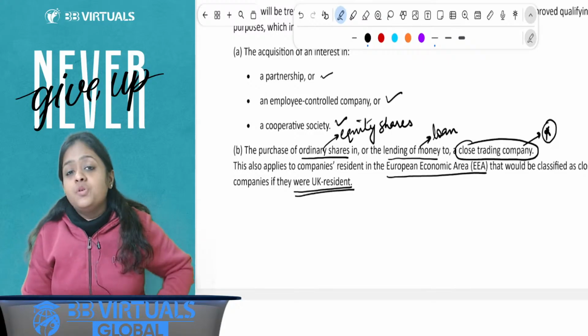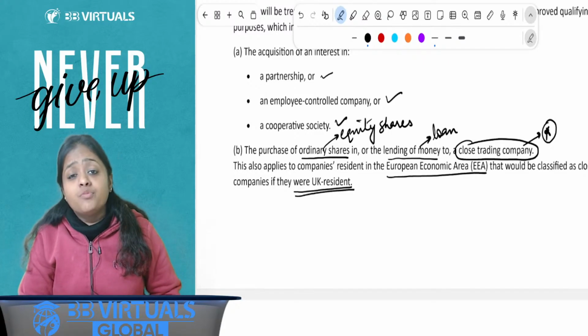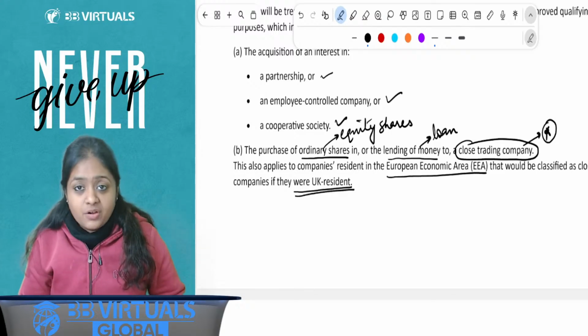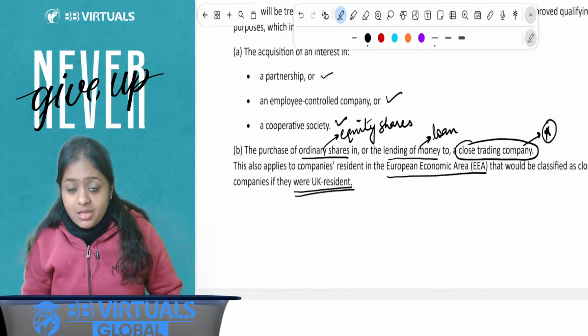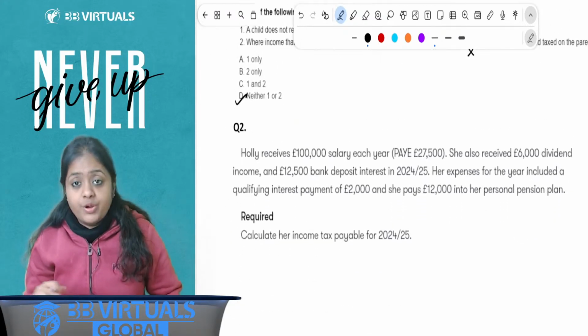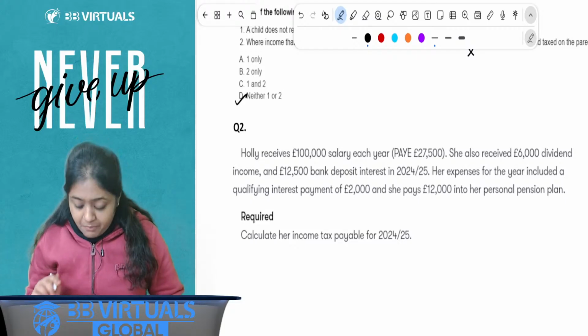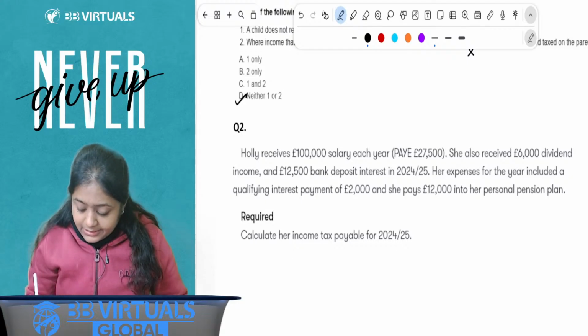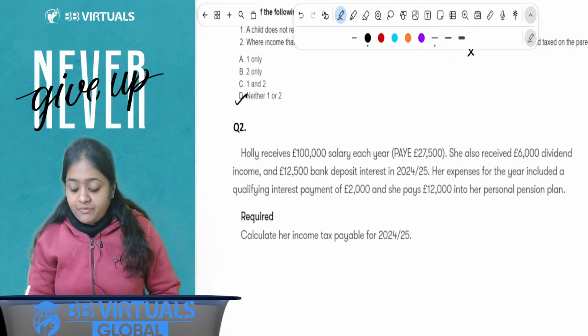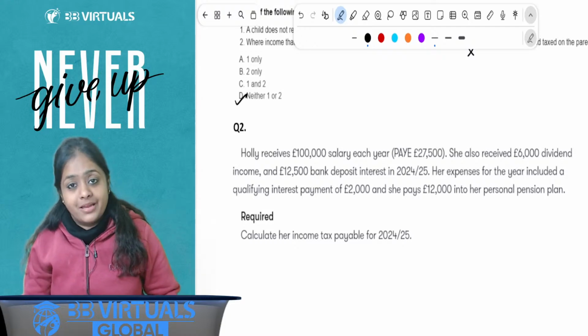A lot of places you will find in ATX, EEA, although in a lot of portions EEA has been removed as well, because the UK is no longer a part of the European Economic Area. Okay, only this much you need to know. And one more question, I'll give you as homework, which is a part of this chapter, typically for a 5 marker: how would you calculate the income tax payable here? So we have done all the portions. Now it's like a comprehensive question that you will try.